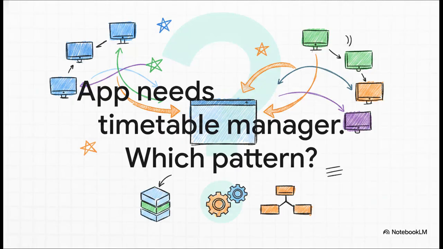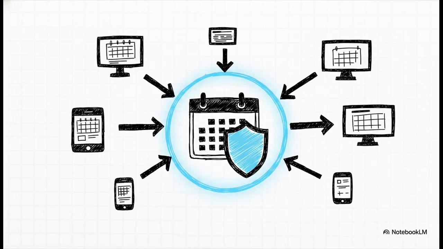So let's put this into practice and see if we can apply it. Imagine a school app that has one timetable manager, and this manager absolutely must be shared by all the different screens in the application. Based on what we've just covered, which pattern do you think fits this problem best? Just think about it for a second. If you guessed singleton, you hit the nail right on the head. Why? Because we actively need to enforce one single shared timetable manager to avoid creating weird, conflicting copies across different screens of the app. It's literally the perfect fit for managing a single shared resource.